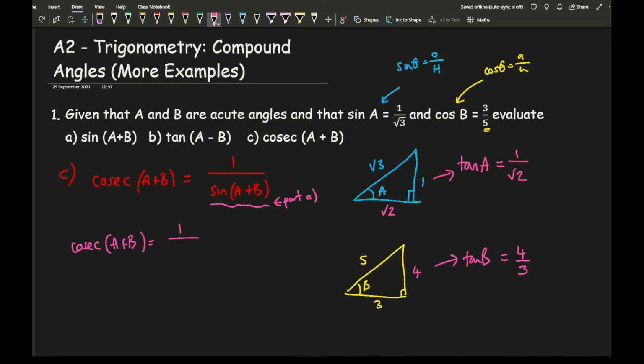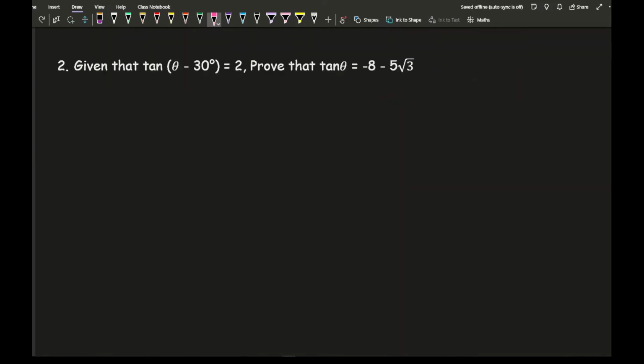cosec (A plus B) is going to be equal to 1 over the answer I got in part A, which, as a reminder, is 4 root 2 over 5 root 3. Flipping the fraction, it becomes 5 root 3 over 4 root 2. And there is my final answer. So moving on to question 2.